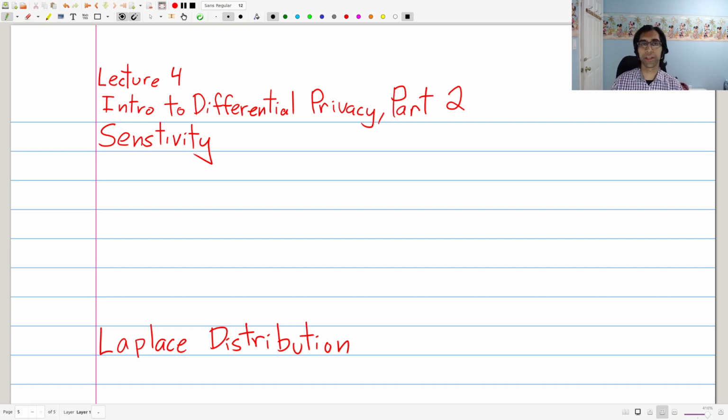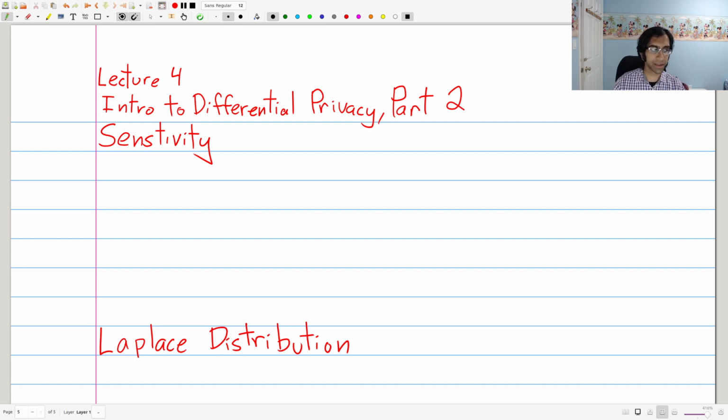Today we're going to continue our introduction to differential privacy with Part 2. The last time, what did we see? We saw a randomized response and the definition of differential privacy. Today we're going to continue by showing a new algorithm for differential privacy, perhaps one of the most important algorithms in differential privacy, which is the Laplace mechanism. And then we'll conclude by going over some useful properties of differential privacy, including post-processing, composition, and group privacy.